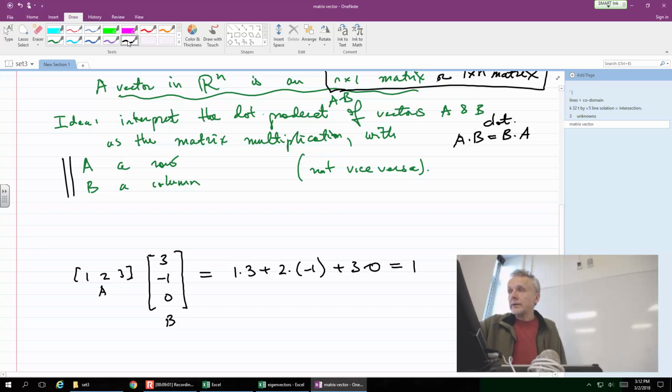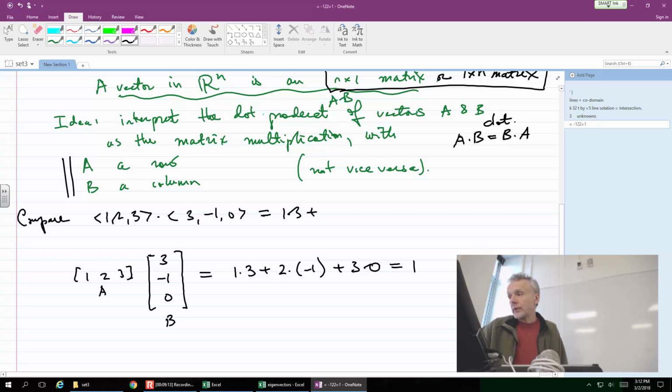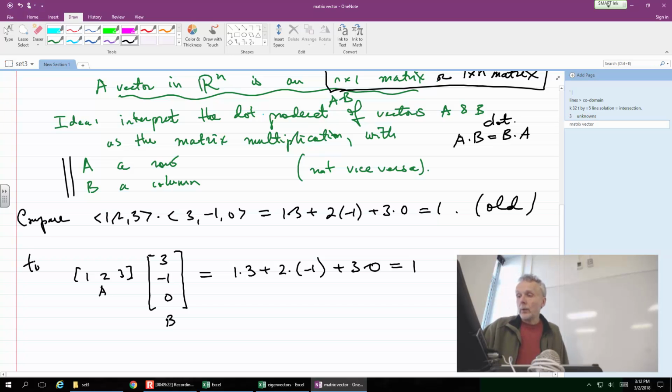Okay. So let's compare the old. I would have 1, 2, 3 dot product 3, -1, 0, and the answer is what I just wrote: 1 times 3 plus 2 times -1 plus 3 times 0 is equal to 1. So that's the old, and now we have a new. What is the difference? The difference is that the end result is not a number, but rather a matrix. It is a really small matrix. It's a 1 by 1 matrix.